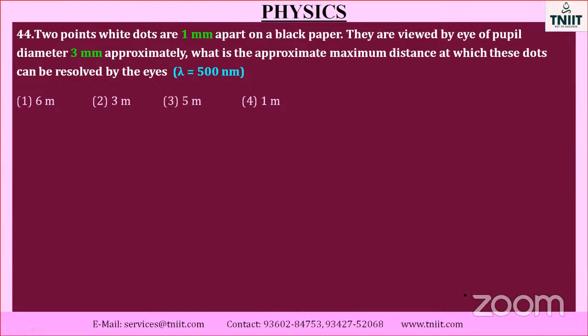Look at the next one. Two points, white dots, separated by 1 mm. They are expecting to find the maximum distance where that can be resolved. So you know that the limit of resolution d theta is given by 1.22 times lambda divided by a, 1.22 lambda divided by a.